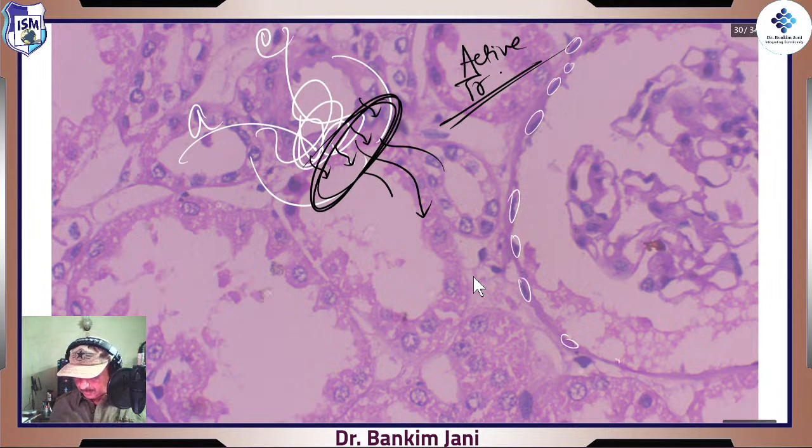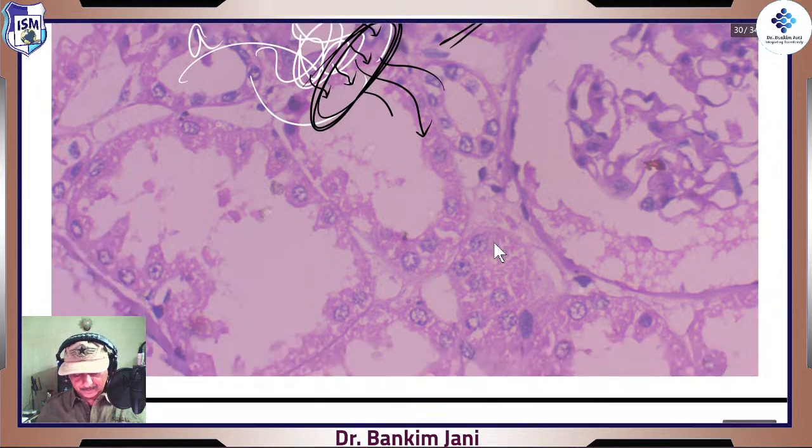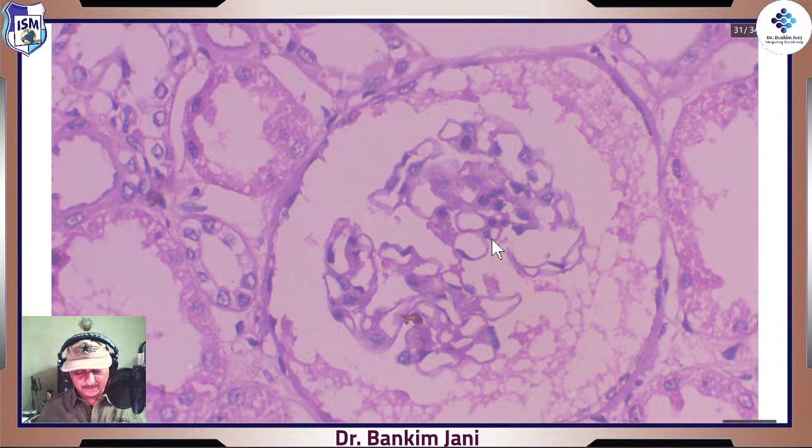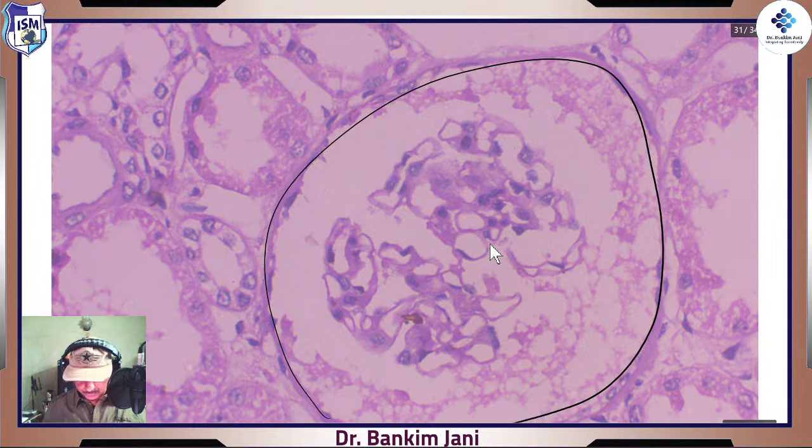Not just one, but so many examples over here. They are so nice, right? All of those have flat nuclei. I am erasing it now. See, appreciate it. Now the full focus is on only one piece of Bowman's capsule. This one.